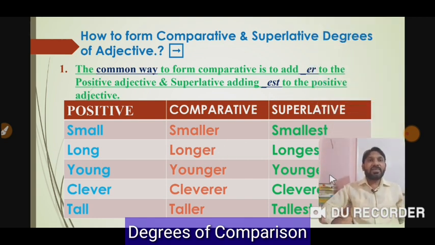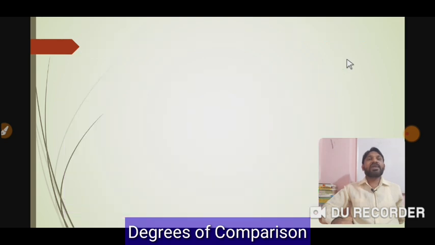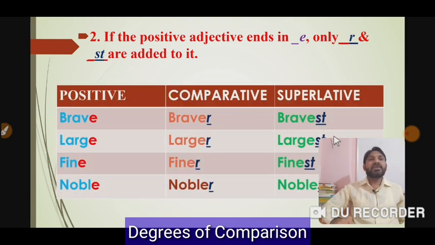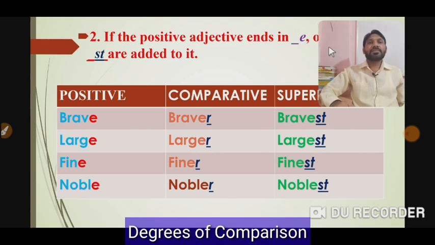Now the next way we will see to form the comparative and superlative degree: if the positive adjective ends in e, only r and st are to be added here. Okay. See again, if the positive adjective ends in e, only r and st are to be added to form the comparative and superlative. See again the table here.